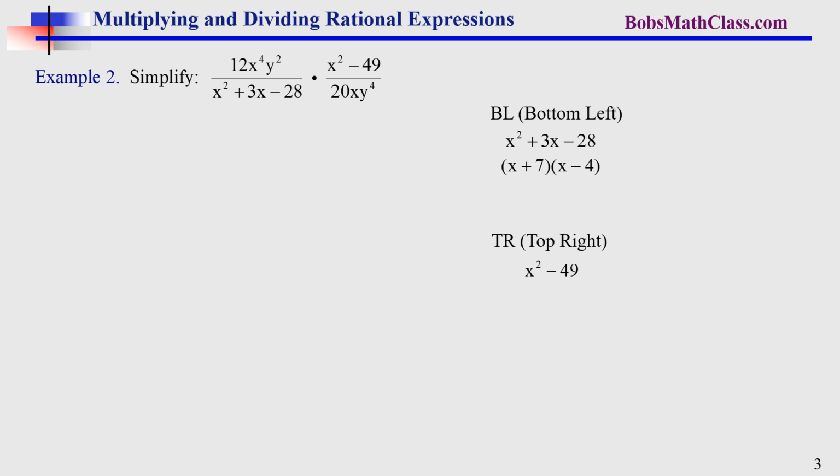Let's factor x squared minus 49. Again, on these examples, you should always pause the video and try to work it out on your own, and then come back when you're ready. Okay, x squared minus 49. Difference of two squares. Right, a squared minus b squared is a minus b times a plus b. So that would be x minus 7 times x plus 7.